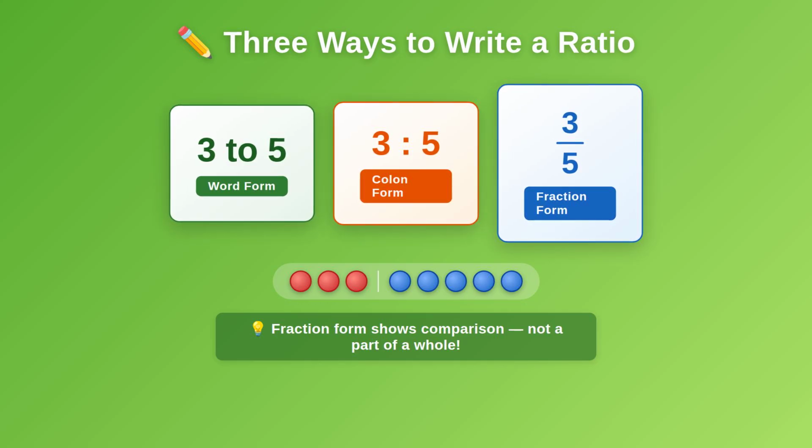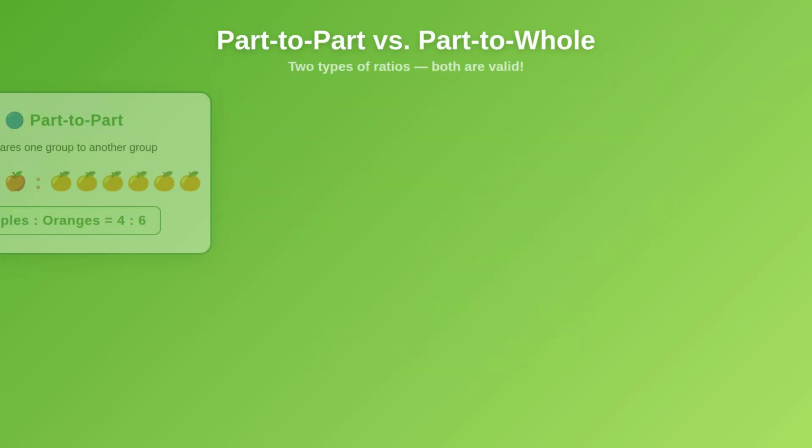Now, important note here, when we write a ratio as a fraction, it doesn't mean 3/5 of something. It's just another way to show the comparison. All 3 are totally correct. Use whichever your teacher prefers.